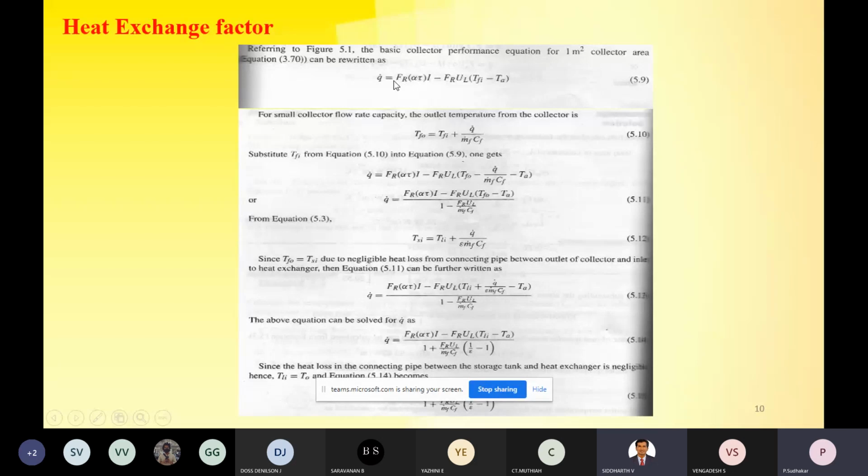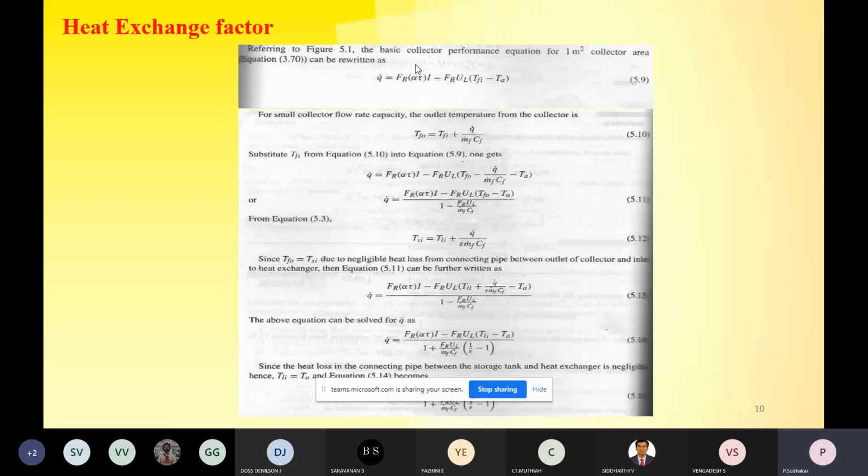Okay. So Q dot is Q useful, the heat gained by the collector. So this is the heat removal factor. When you see, this is the input minus this is the output, so this is the useful heat gain. So FR into alpha tau. When we write this FR as common, you open a square bracket, F for square bracket alpha tau I minus UL (TFI minus TA). TFI is the inlet fluid temperature of the water or fluid that is flowing inside the collector, minus ambient temperature. So this is Q useful, the heat gained by the collector.